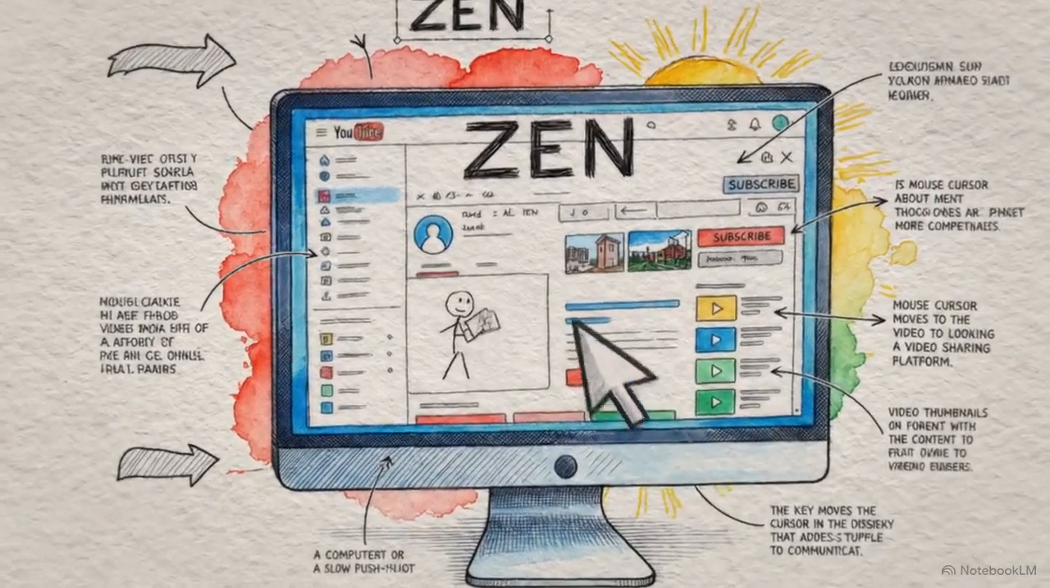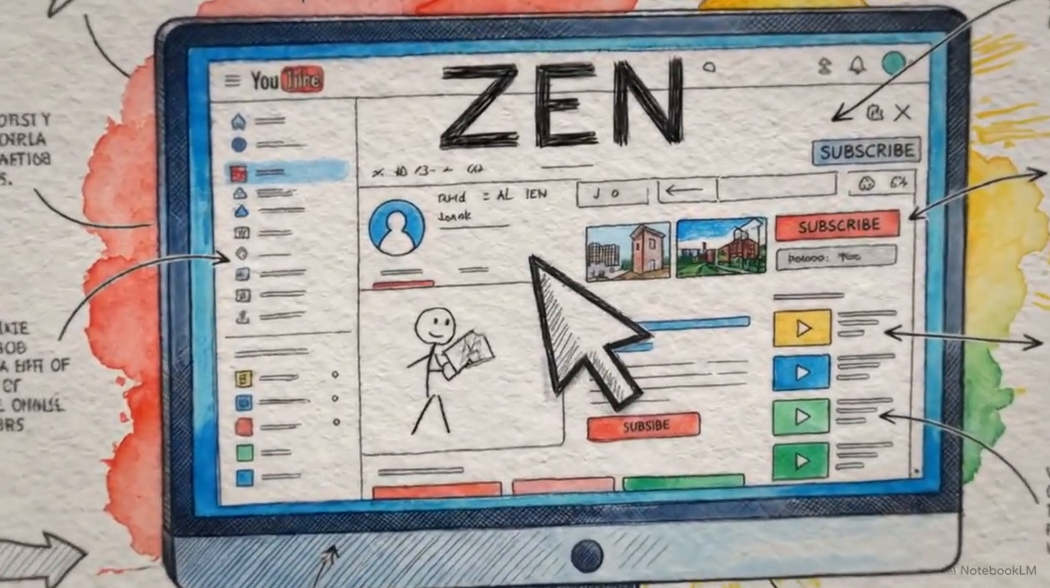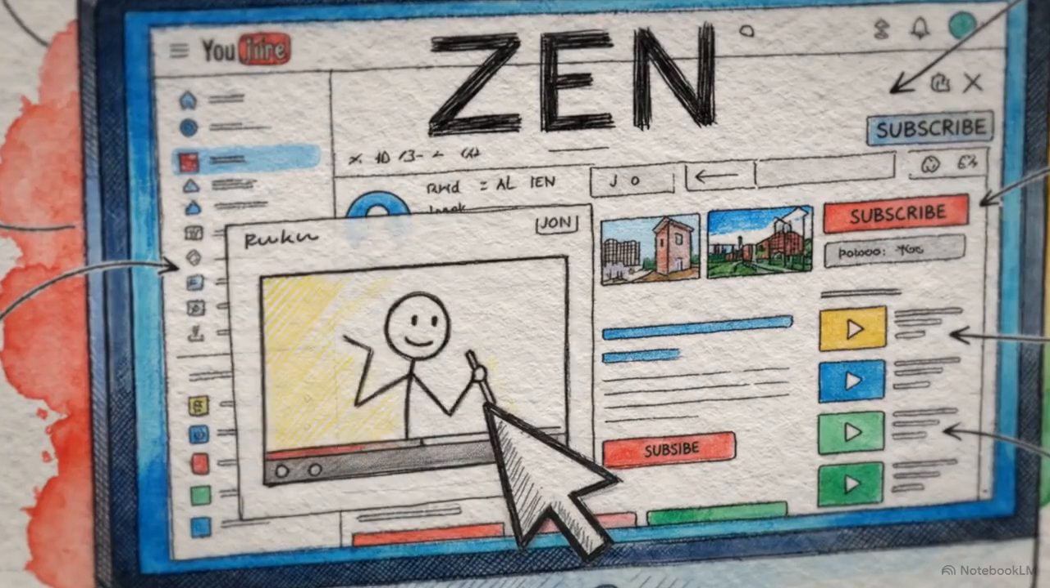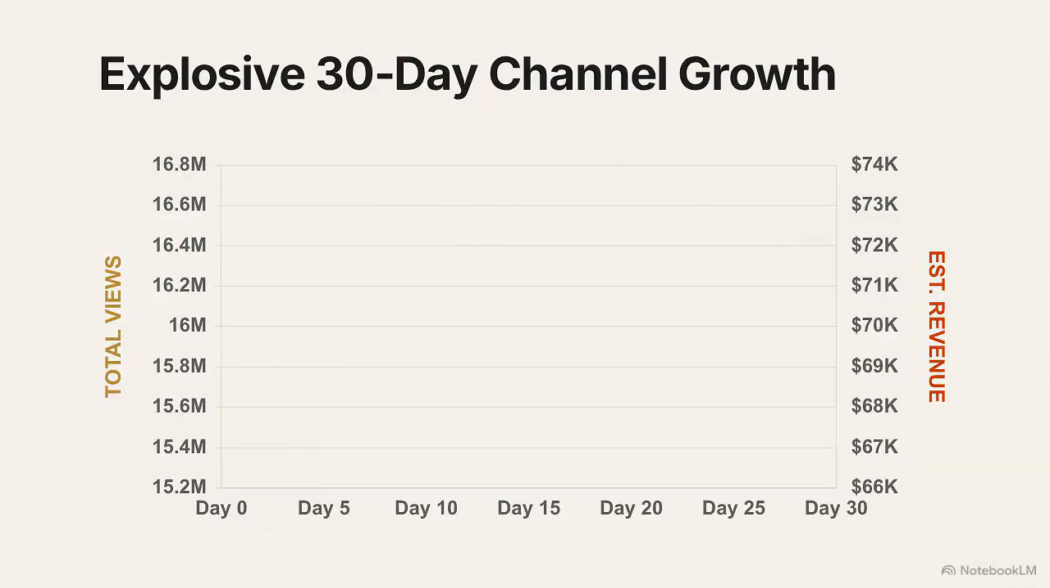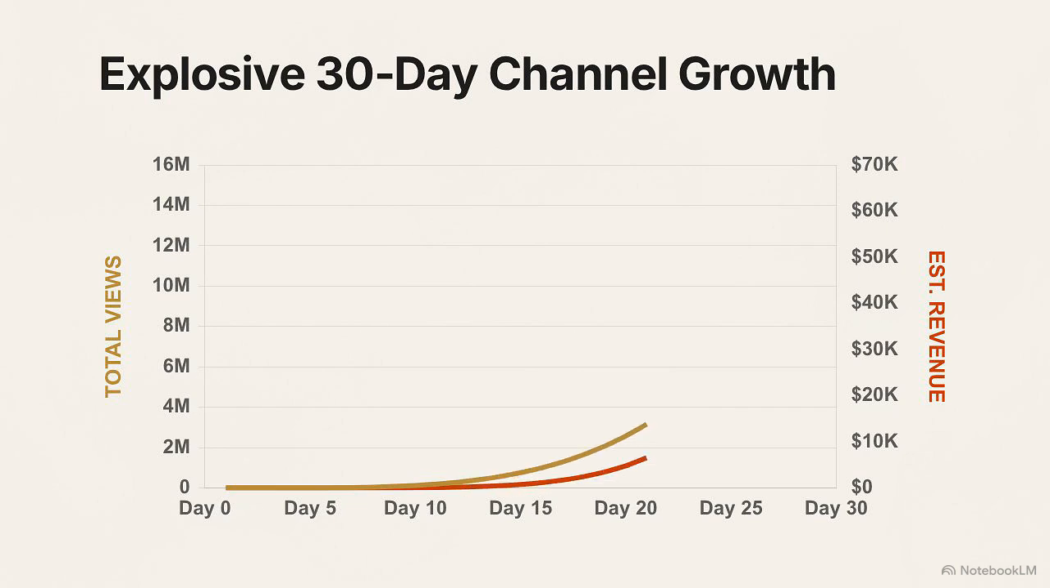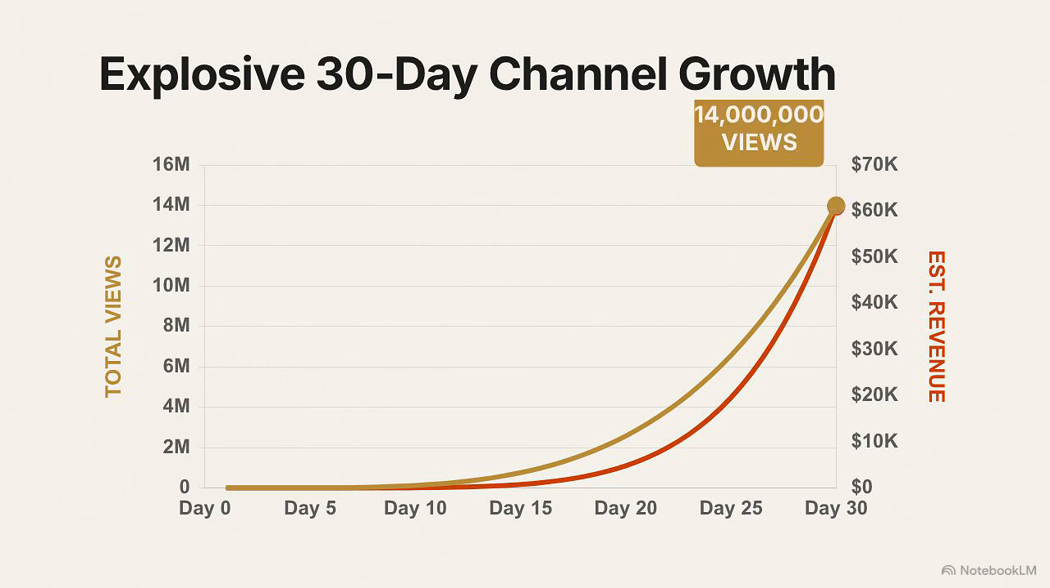Exactly 30 days ago, a brand new, completely faceless YouTube channel named Zen uploaded its very first video. Look at this exponential curve graphing the channel's initial performance. In a single month of existence, it accumulated 14 million views and generated an estimated $61,000 in revenue.